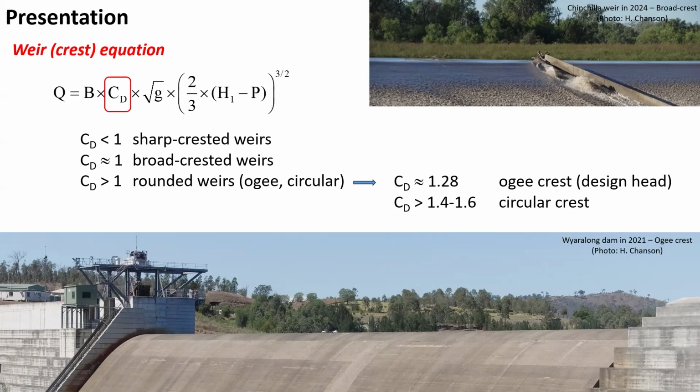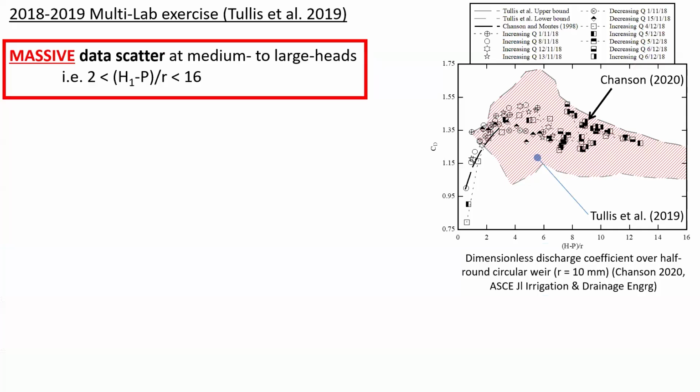Also highly efficient, the circular crest may however experience instabilities, with massive data scatter of the rating curve illustrated on the right, based upon a multi-lab exercise with all the data regrouped in the red dashed area, and one dataset in particular in black.